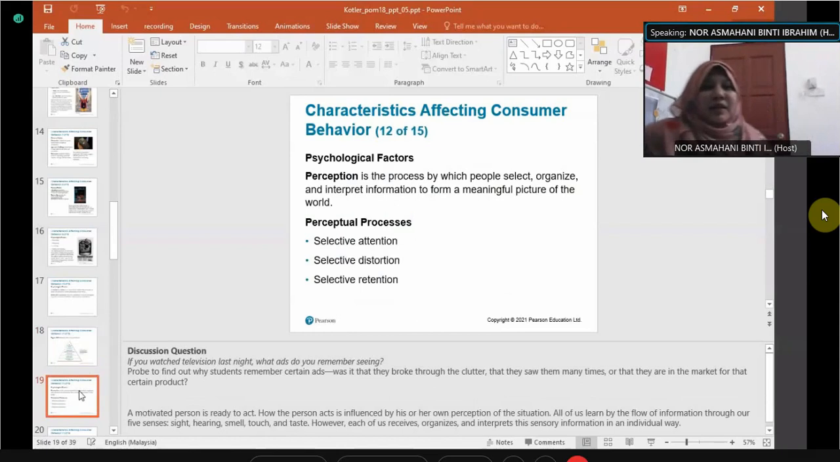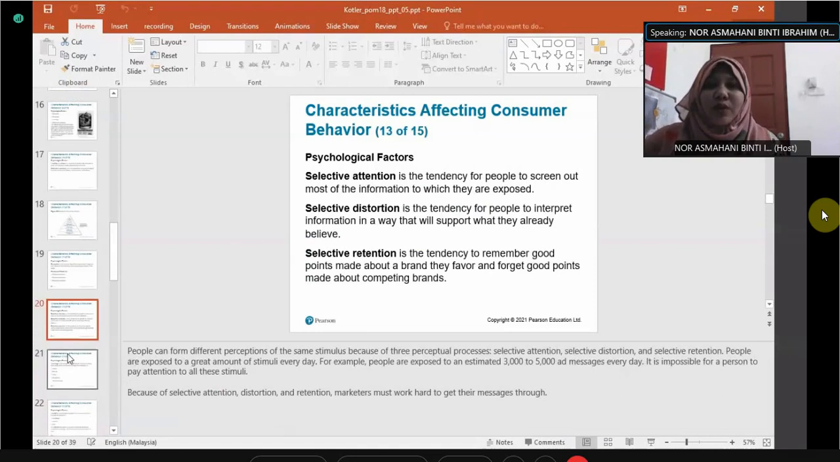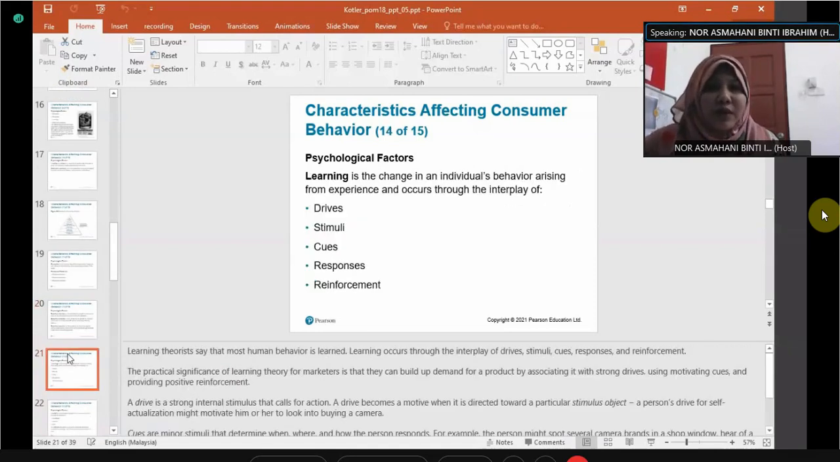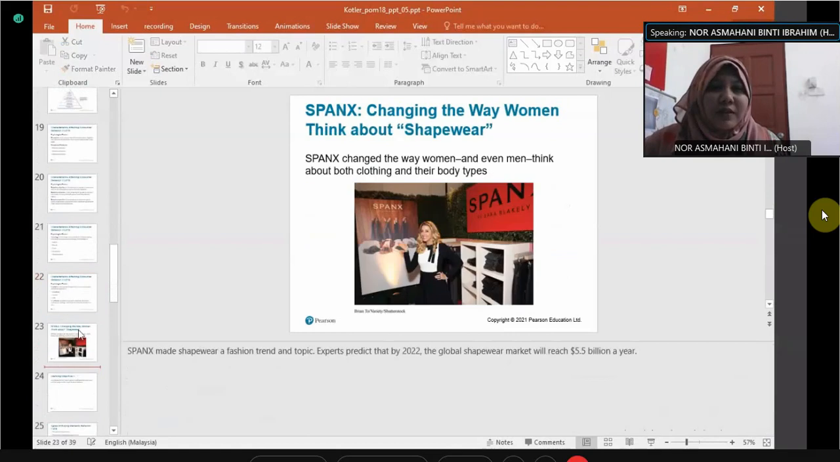Psychological factors, like the perception we talked about earlier, right? We have a perception, whether it's selective attention, distortion, or retention. When you're exposed to a stimulus, marketing stimulus or other information, you will interpret it on your own, whether you want to choose one product or another. And belief, we already discussed earlier.